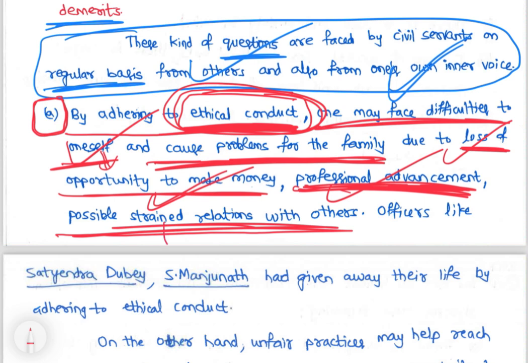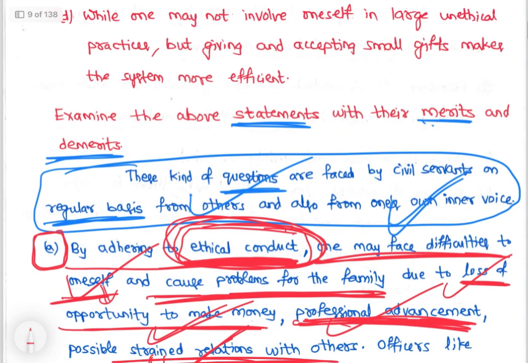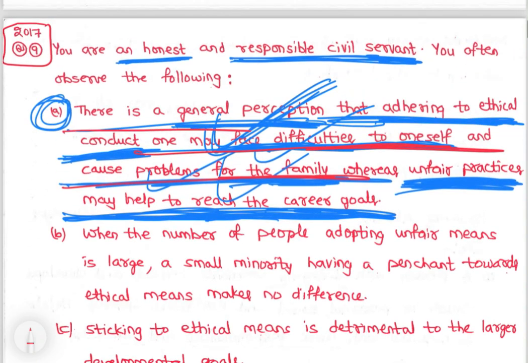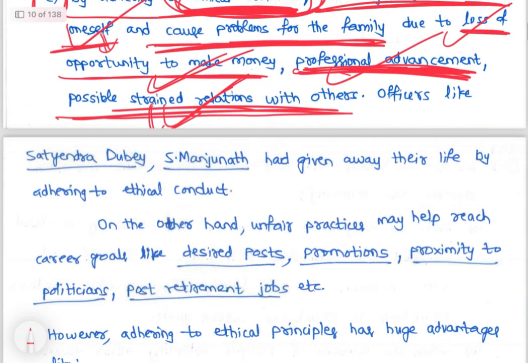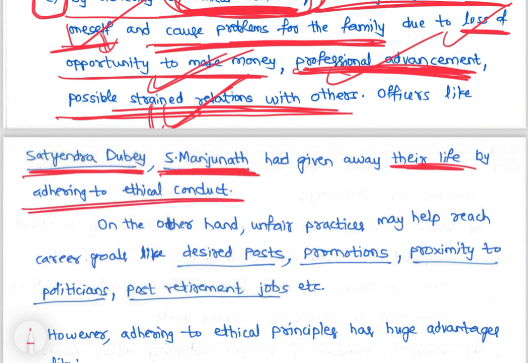ठीक है, so adhering to ethical conduct you will strain your relations with your family members, कोई काम ही नहीं कर रहे हो आप ethics के चक्कर में, so you will strain. So one thing is you need to explain. ठीक है भाई, ये जो बोल रहे हैं इसमें ये होता है, problems with family, whereas unfair practices may help you reach career goals. ठीक है, for officers like Satyendra Dubey, S. Manjunath had given away their life by adhering to ethical conduct.